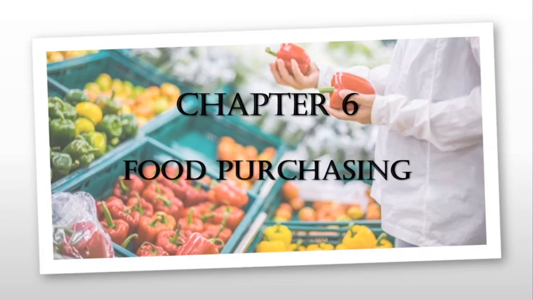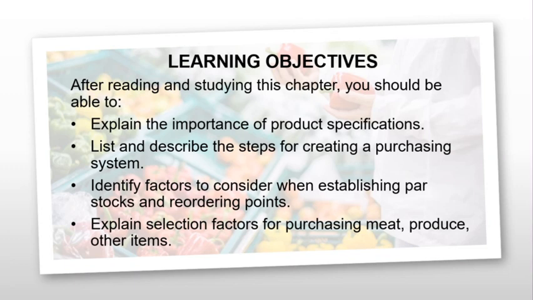Alright, so for this week, we will cover chapter 6, which is food purchasing. Before we go for further details, let's take a look at the learning objectives. The first learning objective is to explain the importance of product specification. So product specification adalah spesifikasi produk. We will go through one by one, okay? Kita tengok apa benda yang diperlukan untuk product specification.